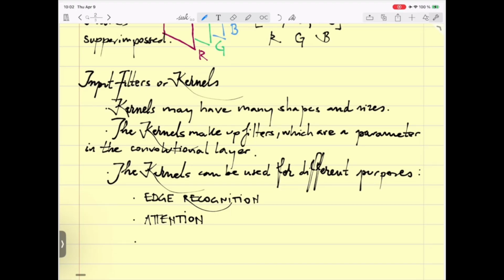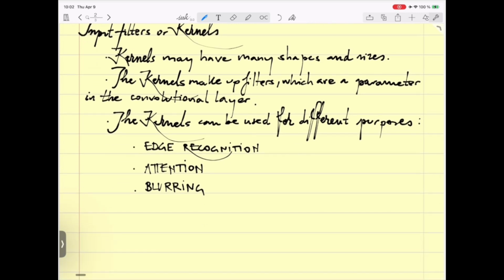We can also say, okay, we want blurring. Whenever you discover a face, just blur it so that nobody can recognize it. So there are very many types of filters. There are filters to turn the image red or blue or sharp, or there are many ways to filter an image. So let's see some examples.